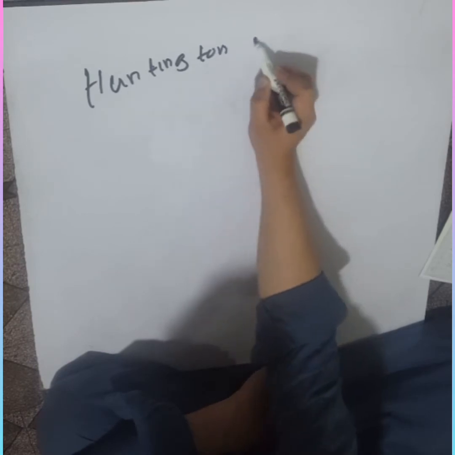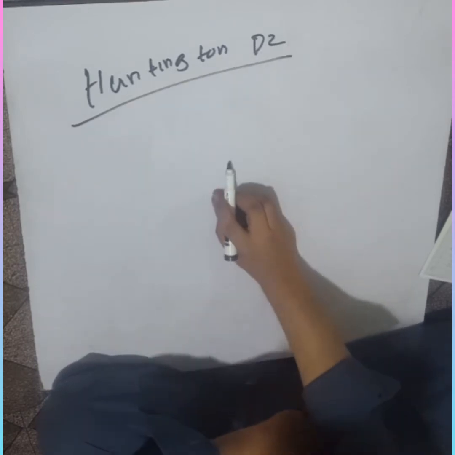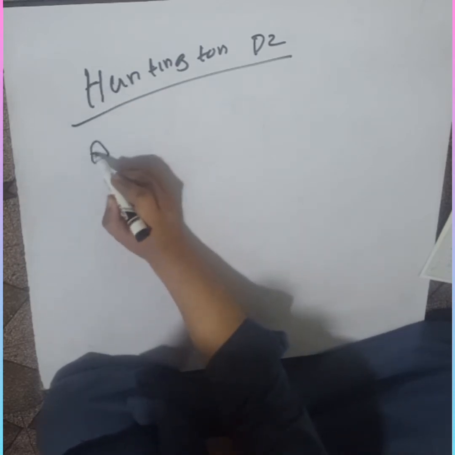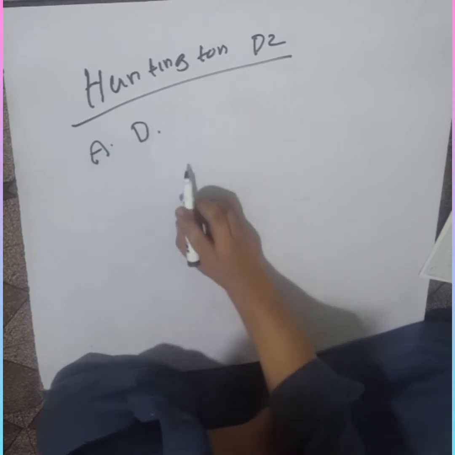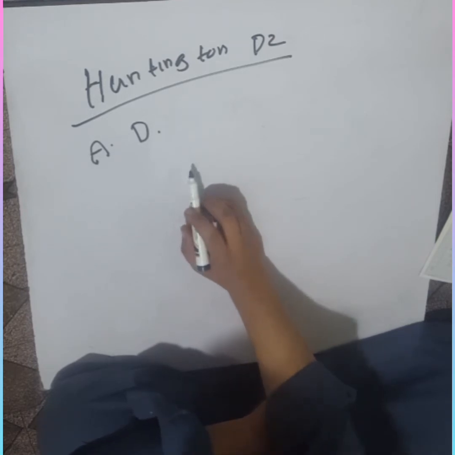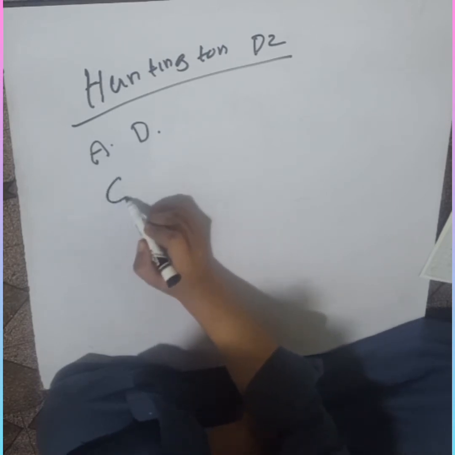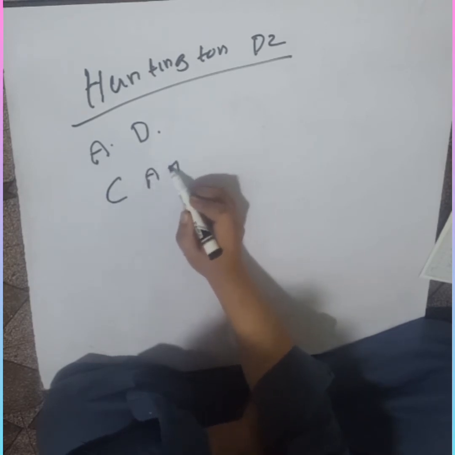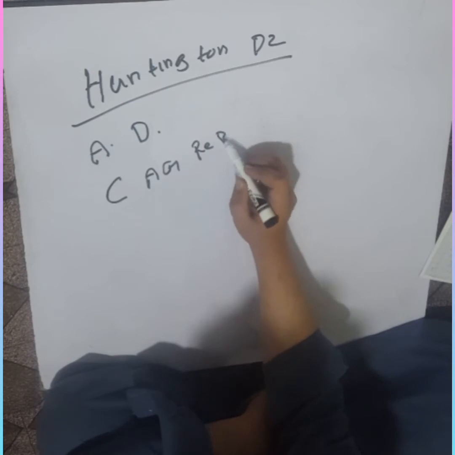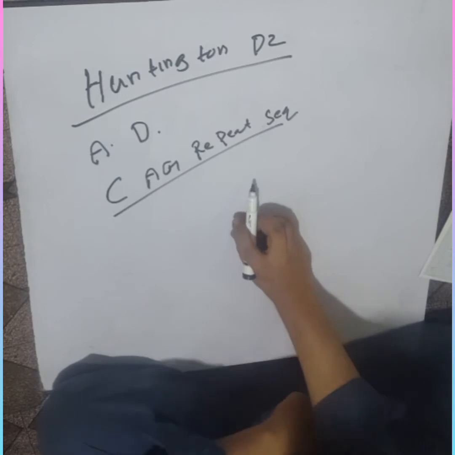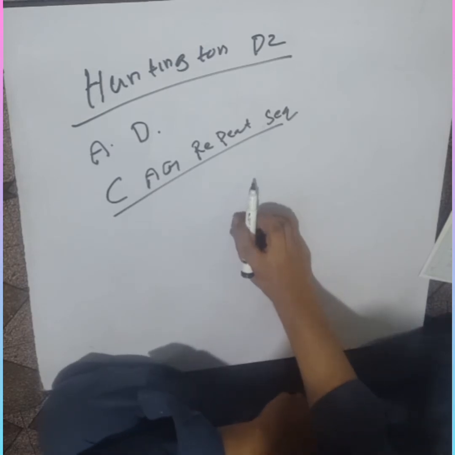Huntington disease is an autosomal dominant disorder. In this type of disease, there is a mutation in the CAG repeat sequence.